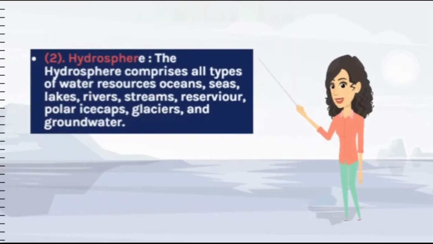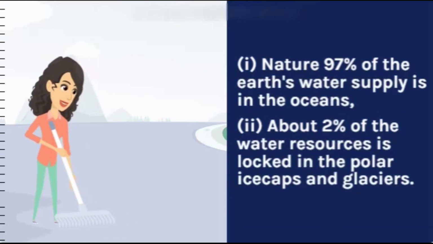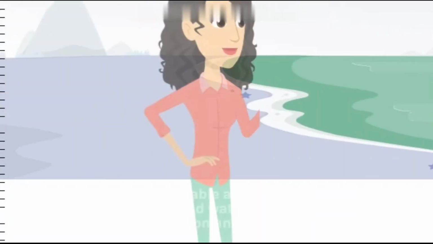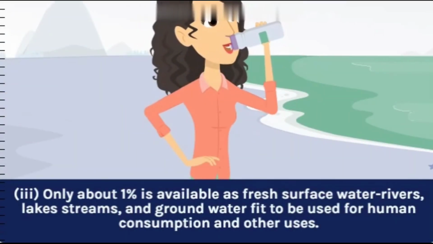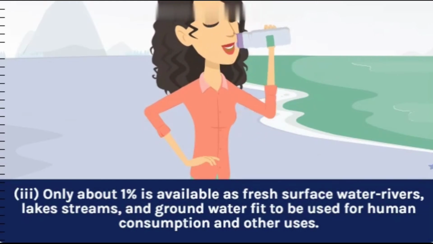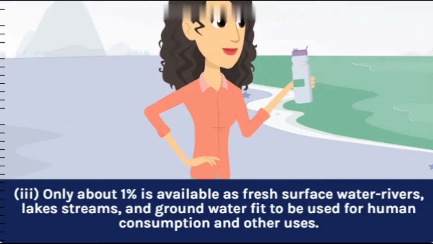2. Hydrosphere. The hydrosphere comprises all types of water resources: oceans, seas, lakes, rivers, streams, reservoirs, polar ice caps, glaciers, and groundwater. 1. 97% of the Earth's water supply is in the oceans. 2. About 2% of the water resources is locked in the polar ice caps and glaciers. 3. Only about 1% is available as fresh surface water: rivers, lakes, streams, and groundwater fit to be used for human consumption and other uses.